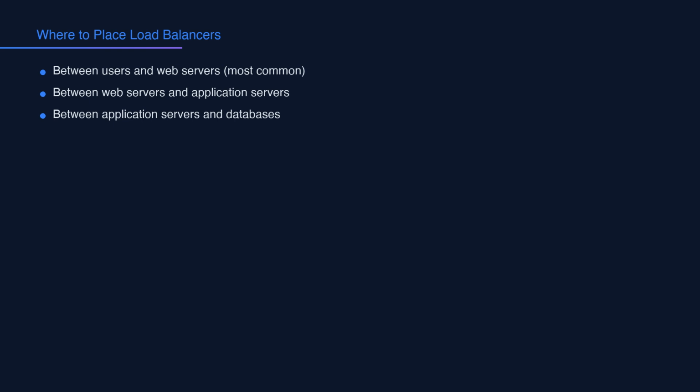Now, here's where we get tactical, namely, where do we actually slot these load balancers into our system? The most common spot you will see is right at the front gate, sitting between your users and your web servers to handle that initial wave of internet traffic. But we can also place them deeper in the stack, like between our web servers and internal application servers, or even between those app servers and our databases to keep our queries balanced.